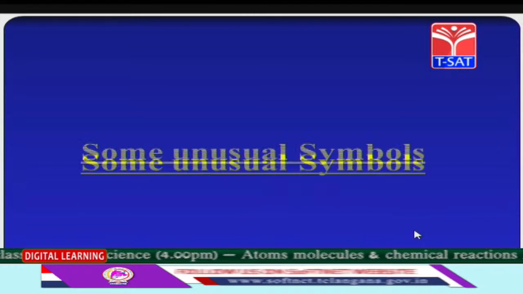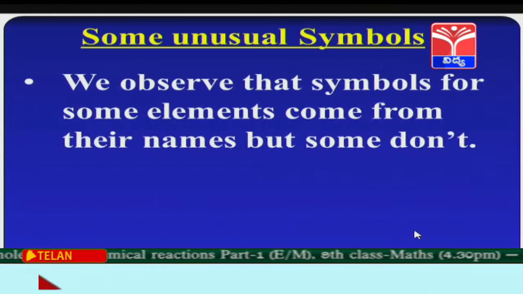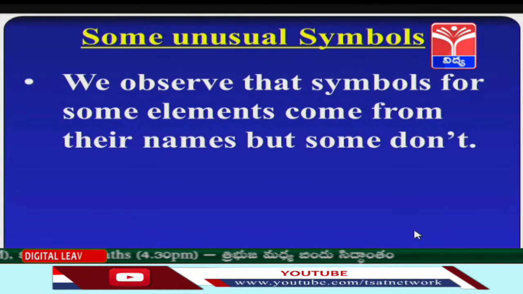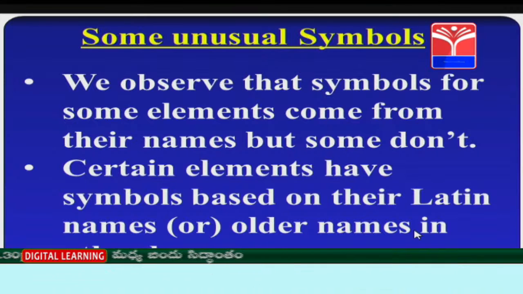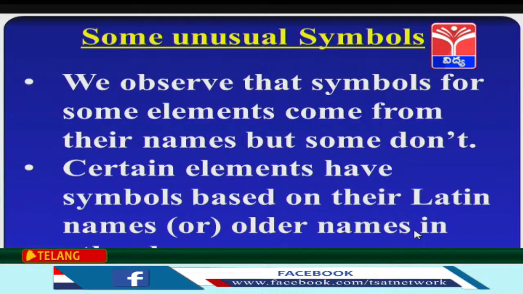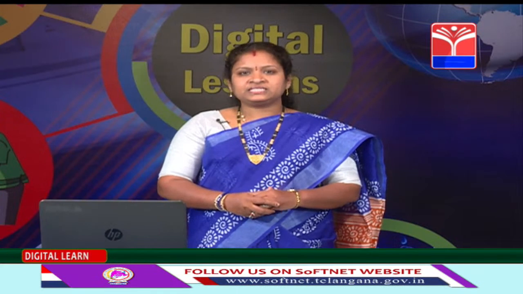Again there is another rule followed, some unusual symbols. We observe that the symbols for some elements come from their names, but some do not. Instead of the English names, the symbols of these elements are written from the Latin names of the elements. Let us see some examples of some elements with their Latin names and symbols.